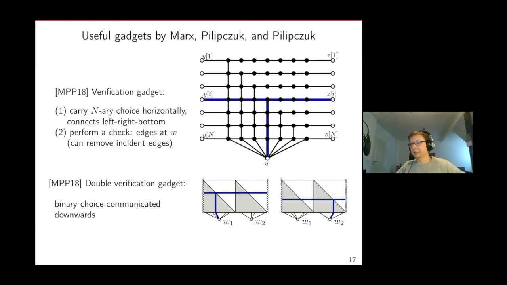So you could take two of these verification gadgets next to each other and do different restrictions for these W vertices, and that way you could do a check for whether this horizontal line was in one subset of 1 through n or the other subset, and based on that you will connect through W1 or W2.